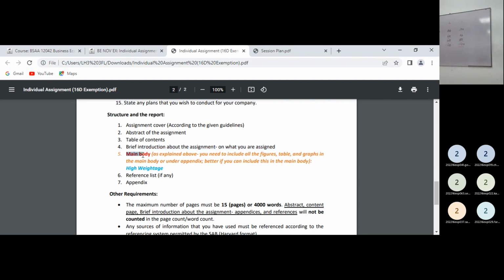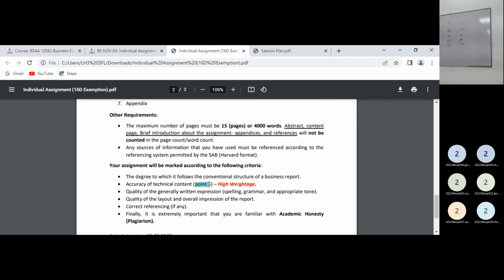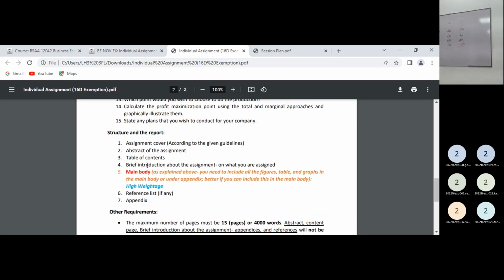And this is the main body. This is the point number 5. And here you could see I have mentioned point number 5, accuracy of the technical content. So simply, as explained above, you need to include all the figures, tables, graphs in the main body or under appendices. Better if you can include this in your main body, right?